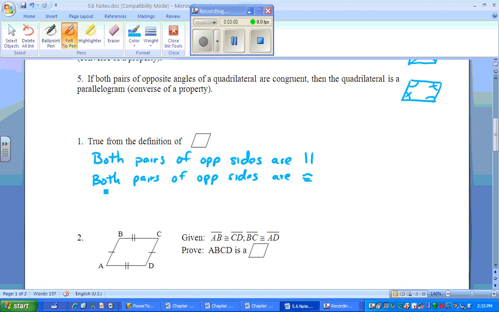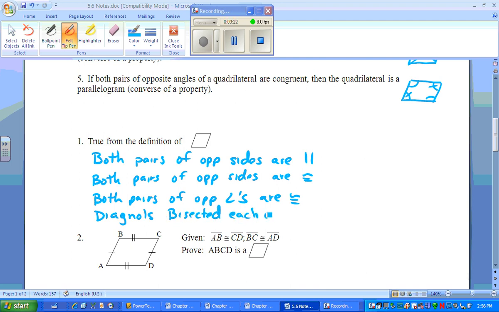We knew that both pairs of opposite angles are congruent. We knew that the diagonals bisected each other. So from the definition, you can see that is the way you're going to be able to prove that it is a parallelogram, because you know that a rhombus, rectangle, and square are all parallelograms in that family.